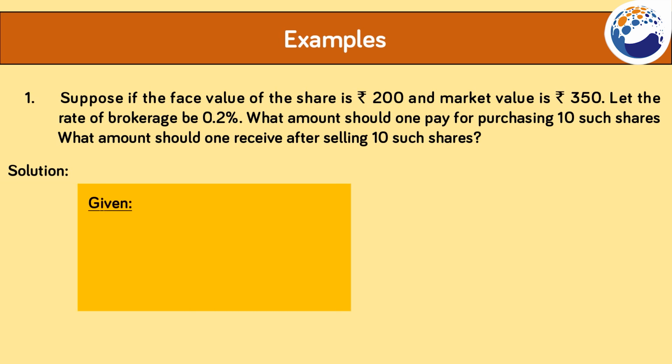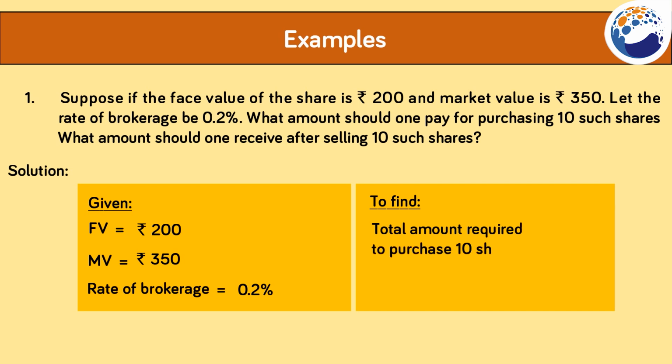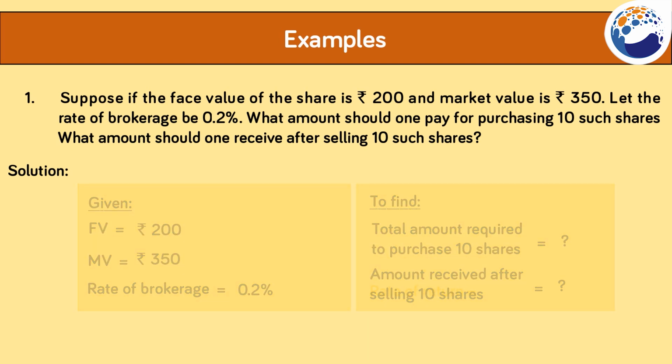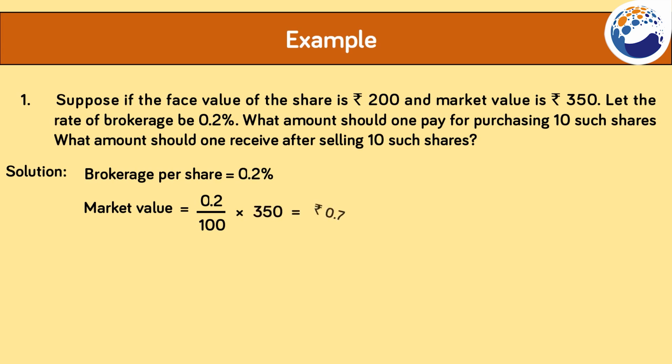Solution. FV is equal to Rs 200, MV is equal to Rs 350. Rate of brokerage is equal to 0.2%. To find: total amount required to purchase 10 shares, and amount received after selling 10 shares. Brokerage per share is equal to 0.2% of market value, that is 0.2 upon 100 into 350, which is equal to Rs 0.7.